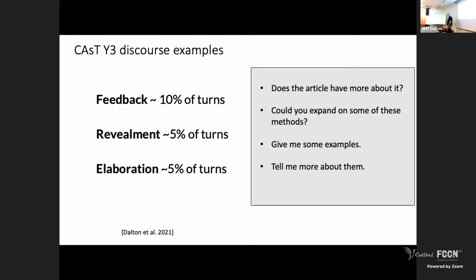Elaboration. Tell me more about something. Give me some examples. I want more about that. So relatively simple, but there are many, many more types of rich discourse that we can have and we should be having with these systems in the future.